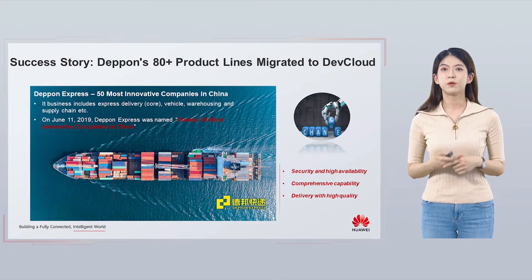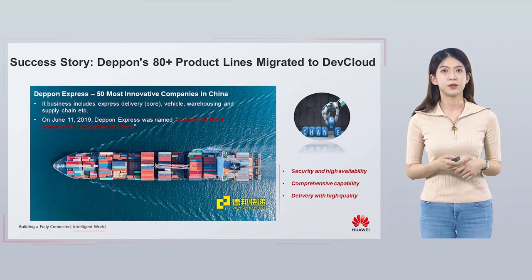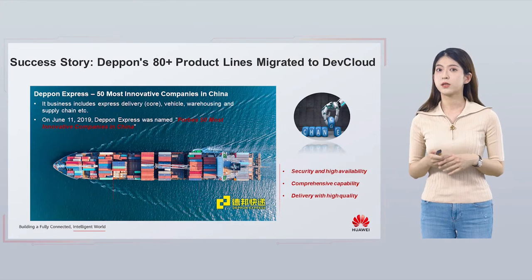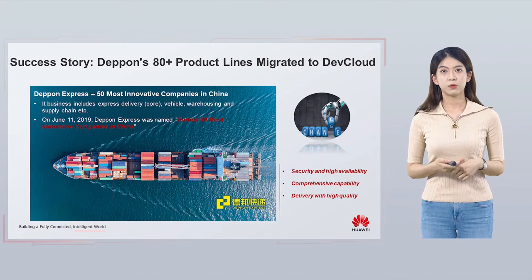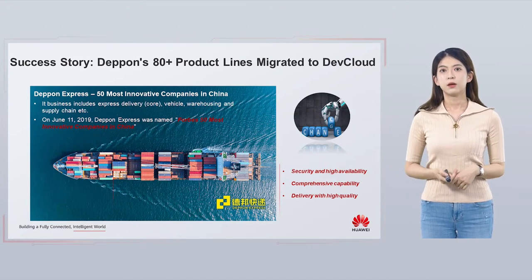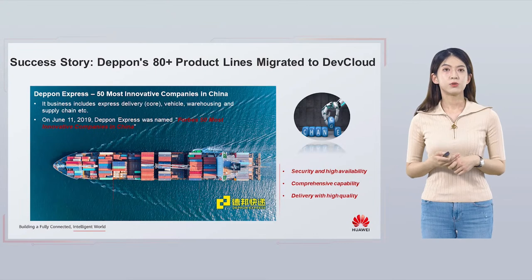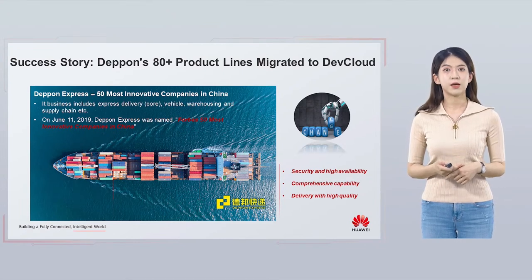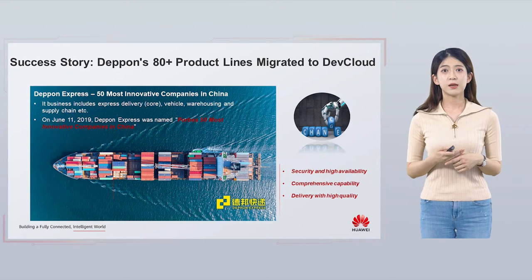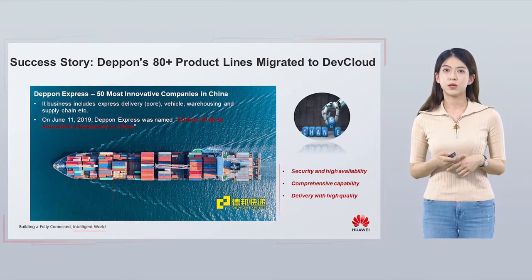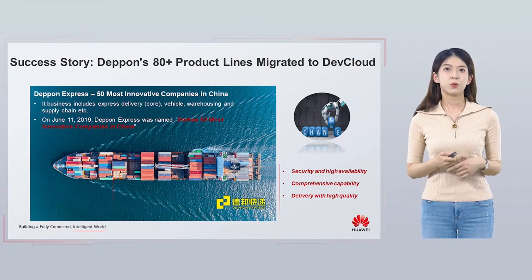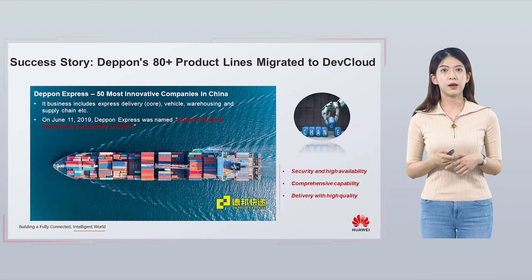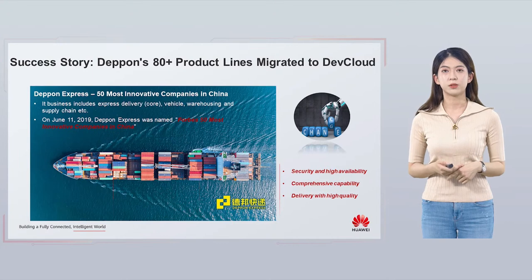Deppon Express is one of the top 500 companies in China. The core business is large-scale express delivery. Other businesses include express delivery, vehicle, warehousing, and supply chain. Deppon Express started digital transformation years ago and officially joined hands with Huawei Cloud DevCloud to take advantage of safe and reliable DevSecOps ability to improve the Deppon Express CI/CD process. So what they are looking for are security and high availability, comprehensive capability, and delivery with high quality.